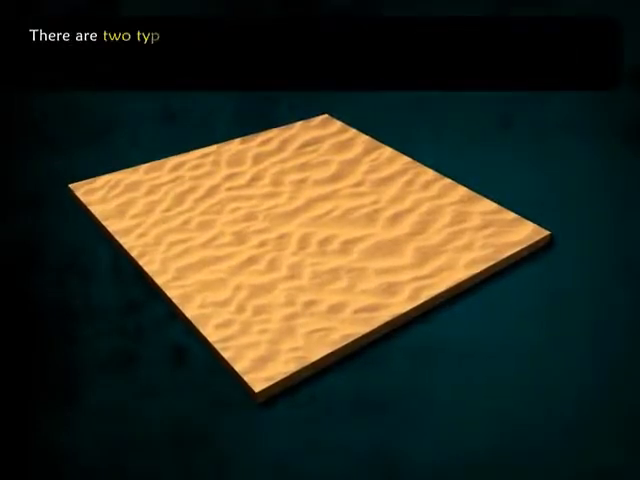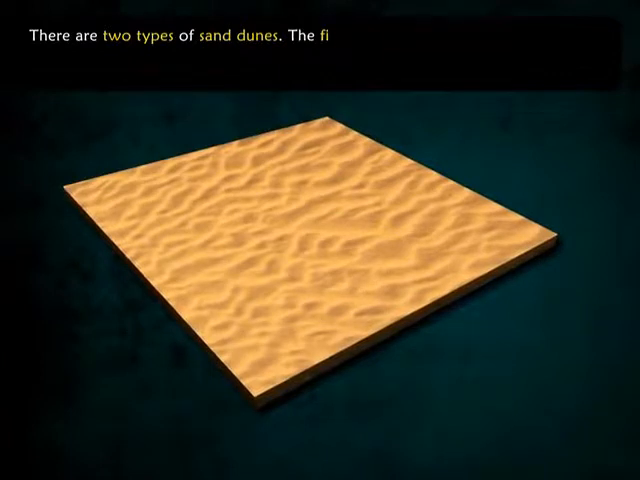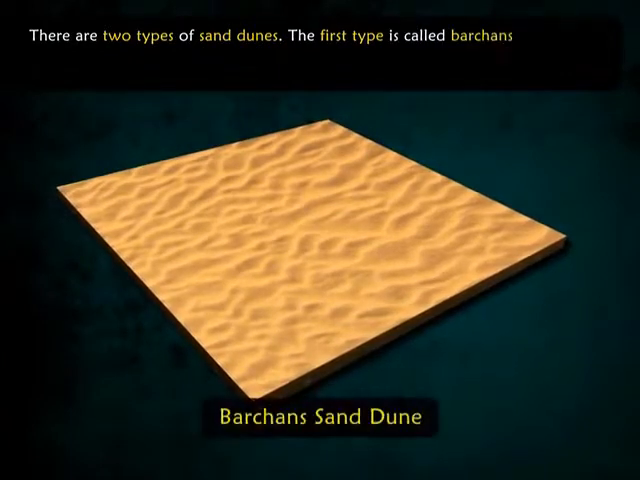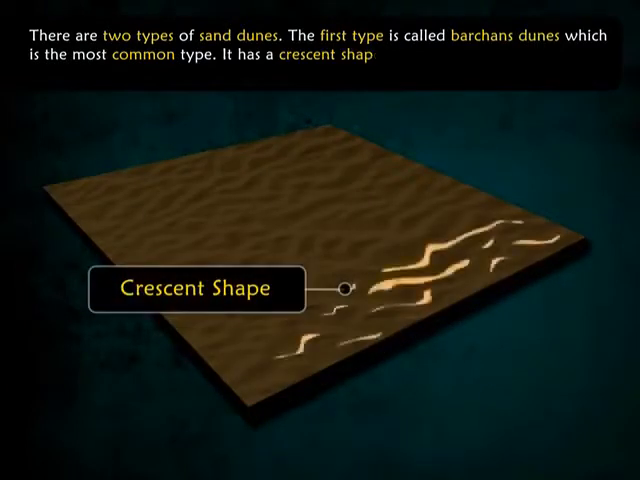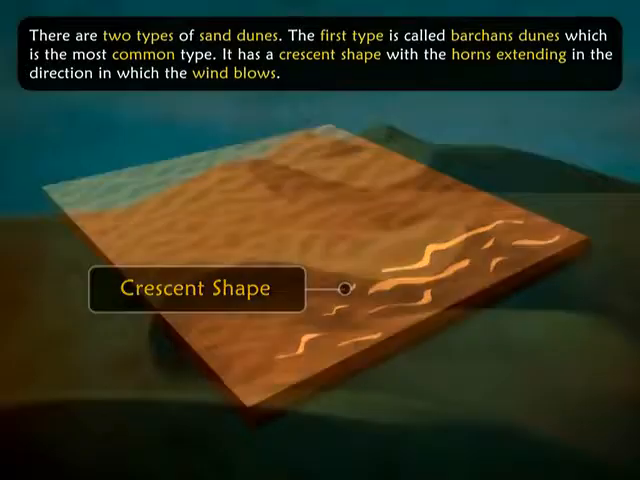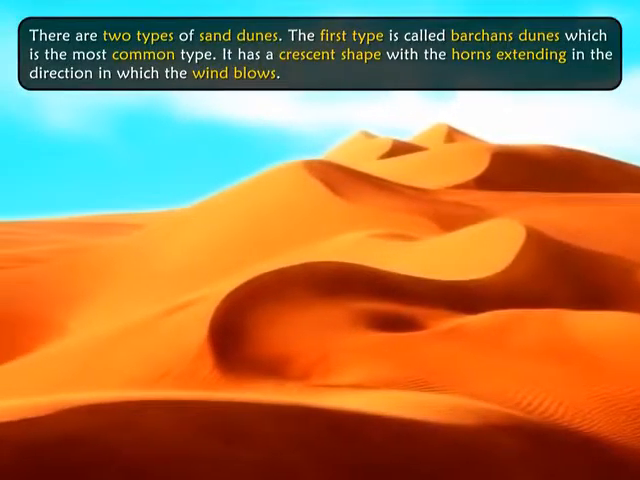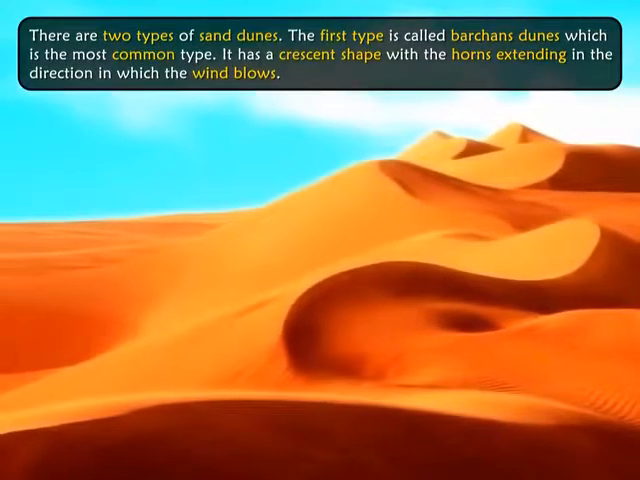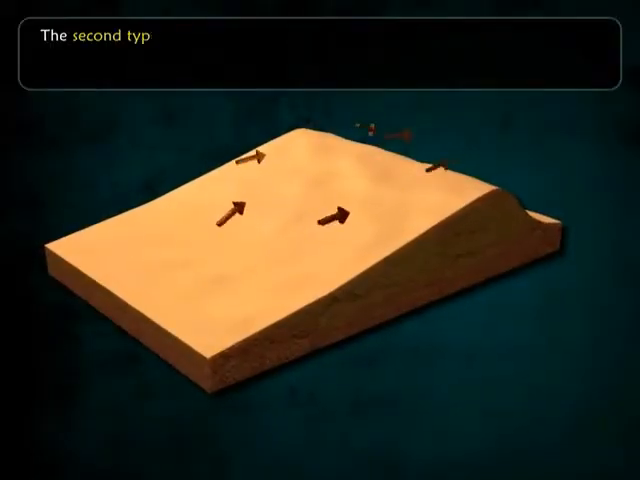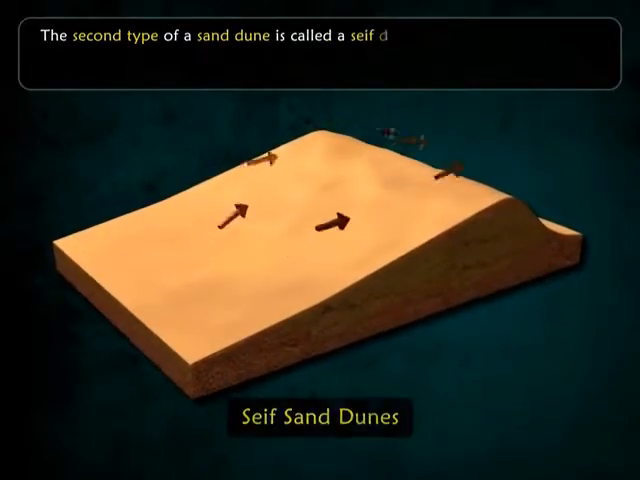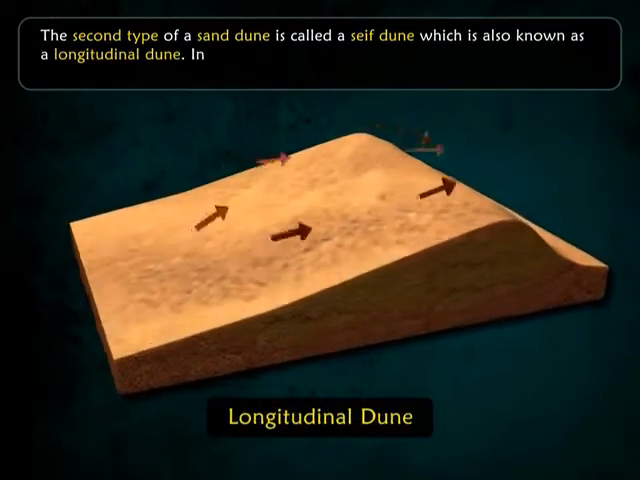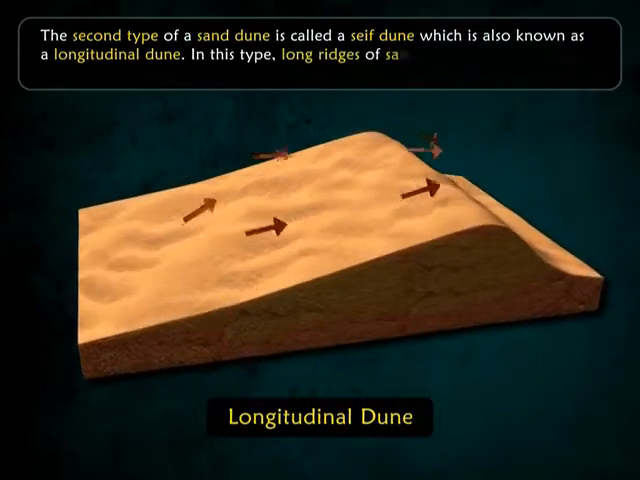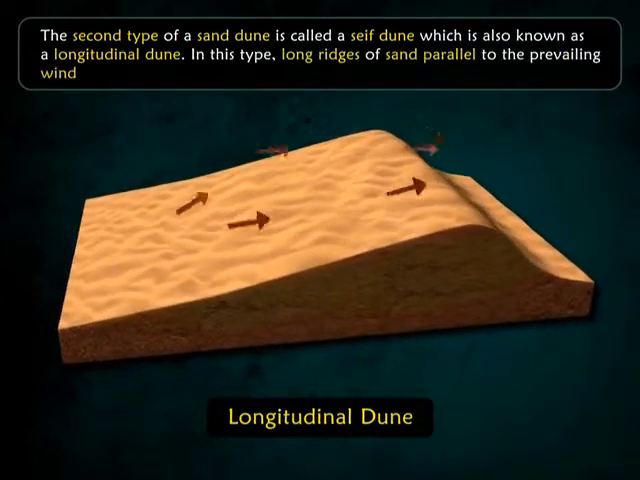There are two types of sand dunes. The first type is called Barkhan's dunes, which is the most common type. It has a crescent shape with horns extended in the direction in which the wind blows. It is mostly found in the deserts of Rajasthan. The second type of sand dune is called a seif dune, which is also known as a longitudinal dune. In this type, long ridges of sand parallel to the prevailing wind are formed.